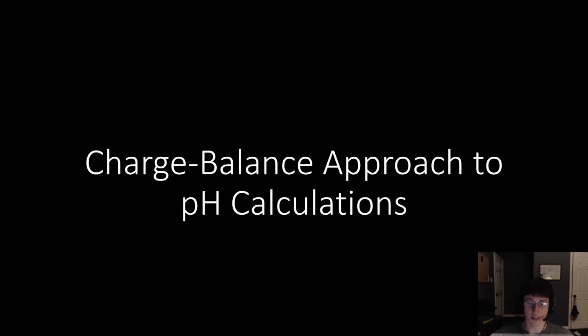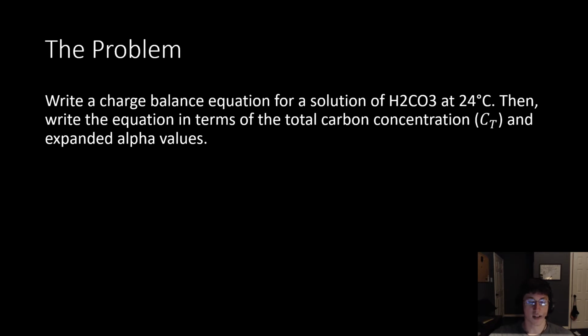In this video, we're going to be discussing the charge balance approach to pH calculations. So we have a problem. Write a charge balance equation for a solution of H2CO3, which is carbonic acid, at 24 degrees Celsius. Then write the equation in terms of the total carbon concentration, CT, and expanded alpha values.